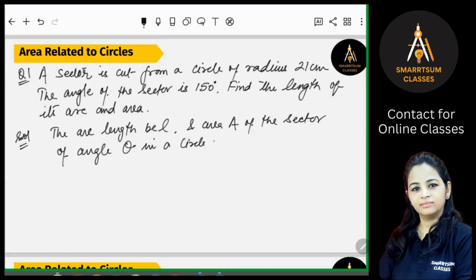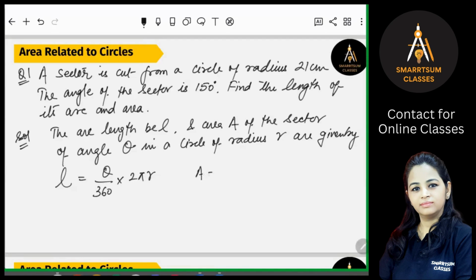in a circle of radius r. These are given by L, that is the length of the arc. This will be given by theta upon 360 into 2 pi r. We already know about this formula, to find the arc length, theta upon 360 into 2 pi r. And area of the sector is given by theta upon 360 degree into pi r square.